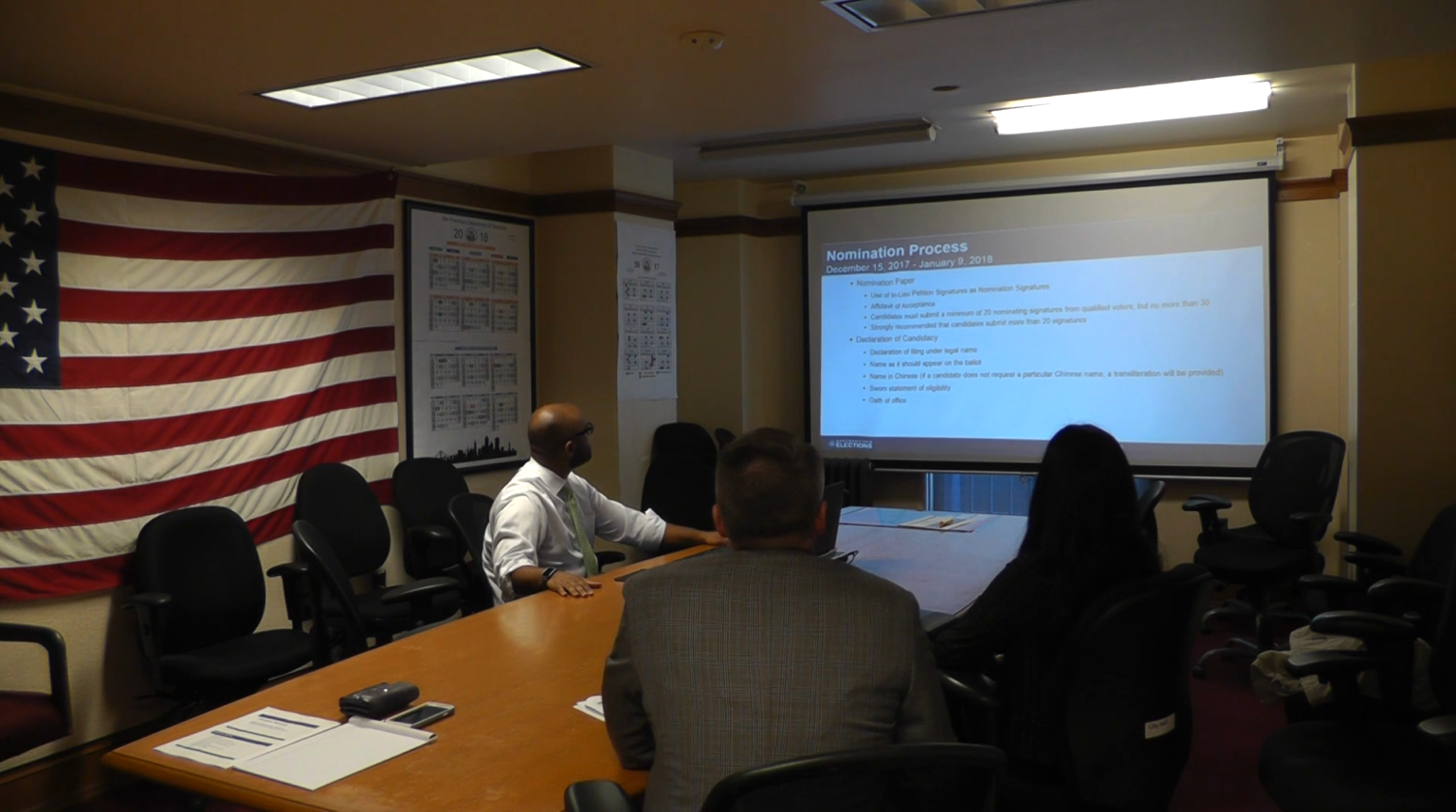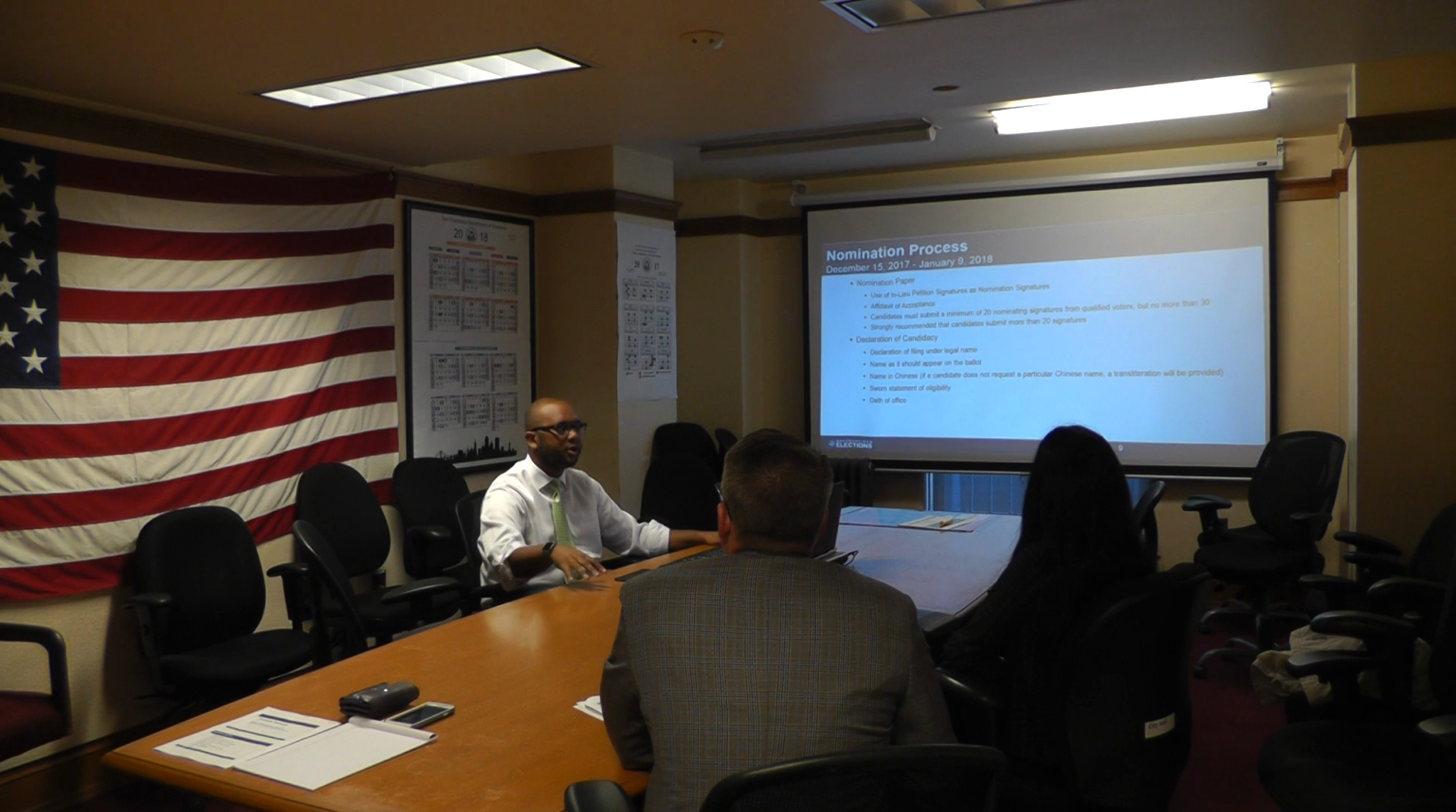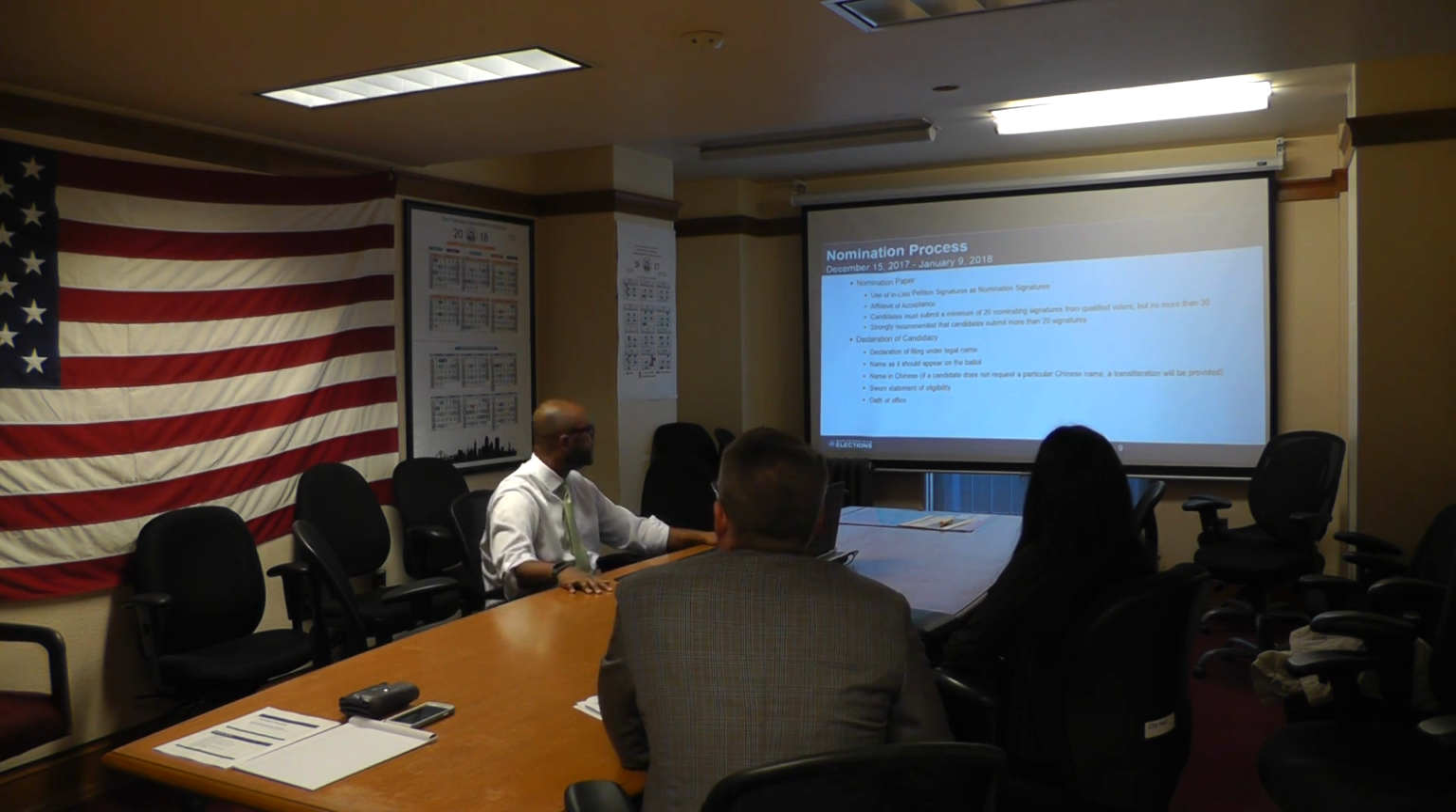So the first thing is the nomination paper. You won't actually have to worry about this if you're collecting signatures in lieu. It's essentially 20 nomination signatures from qualified voters, but if you've collected more than 20 signatures in lieu of your filing fee, then you're set. There is an affidavit of acceptance and the use of in lieu petition signatures as nomination signatures, which is essentially just another form that's saying, I would like to use the signatures that I've collected as my nomination signatures.